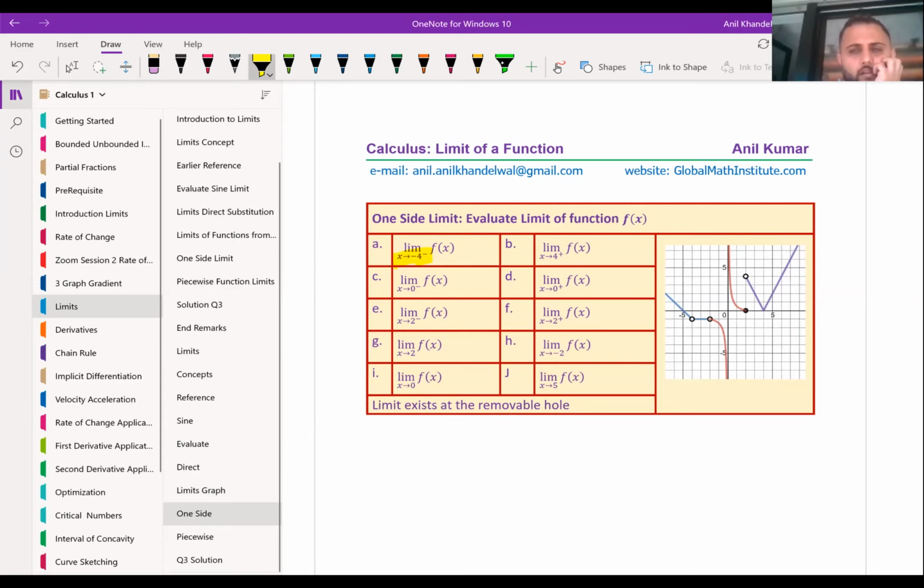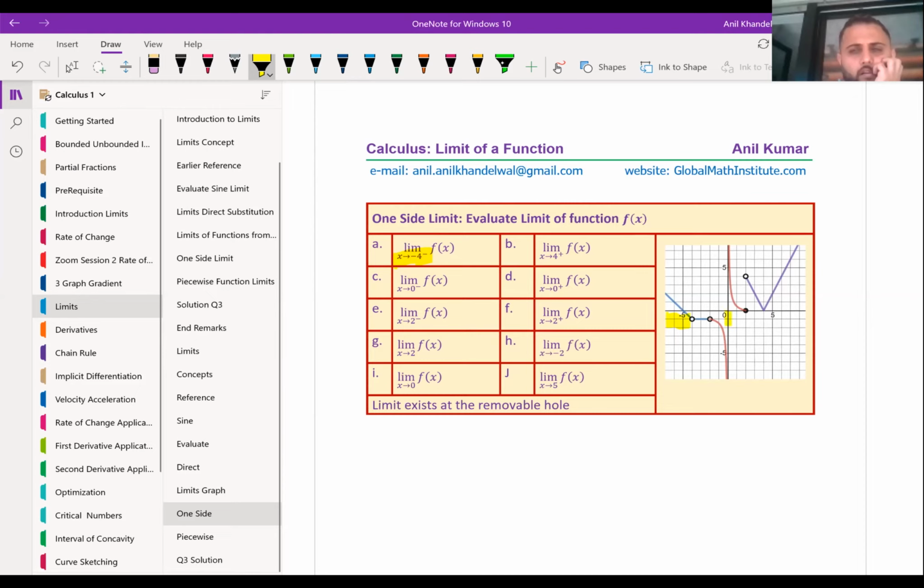For example, in a semicircle, you can go from inside out, but you cannot come from outside in since the domain is restricted, correct? So one-sided limits may exist. That is why it is critical. So we'll just quickly go through some of them. A, what is the limit of this function when we are approaching -4 from the left side? So this is the left side. When we approach, what is the limit?